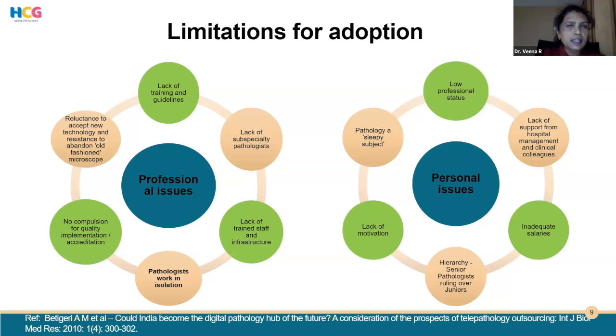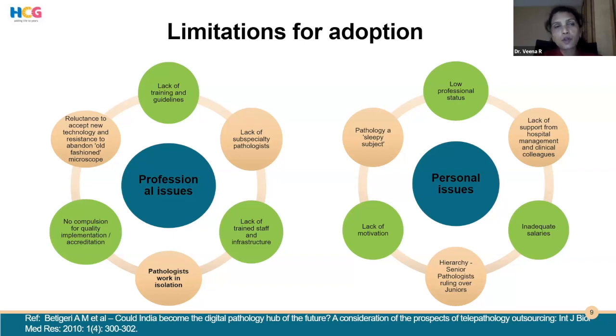They say that there are professional issues quoted by the pathologists, and there are personal issues as well. The professional issues were lack of training, and there were no guidelines. Then there is a lack of trained technicians and a lack of infrastructure. And pathologists actually work in isolation. We feel very comfortable working alone. We don't want to work with our fraternity, we don't want to exchange anything with our fraternity. And there is reluctance to accept new technology.